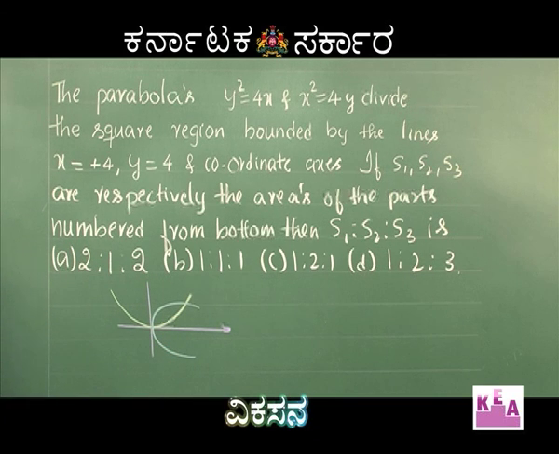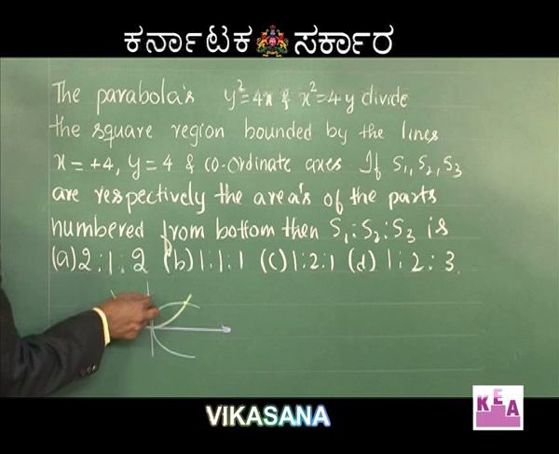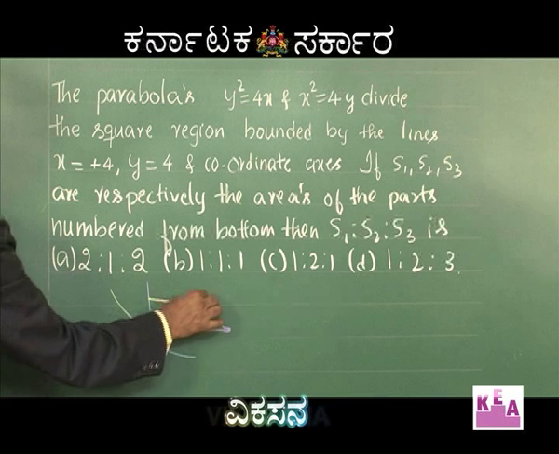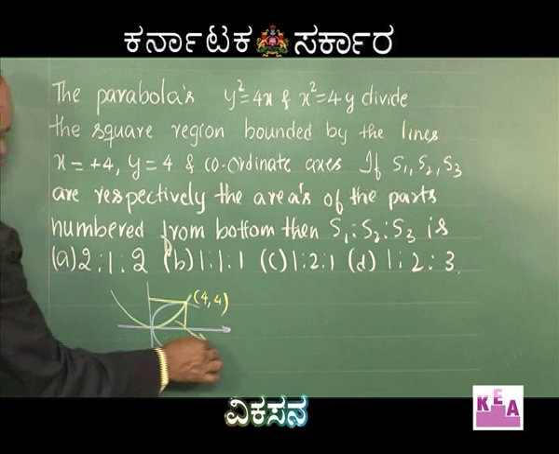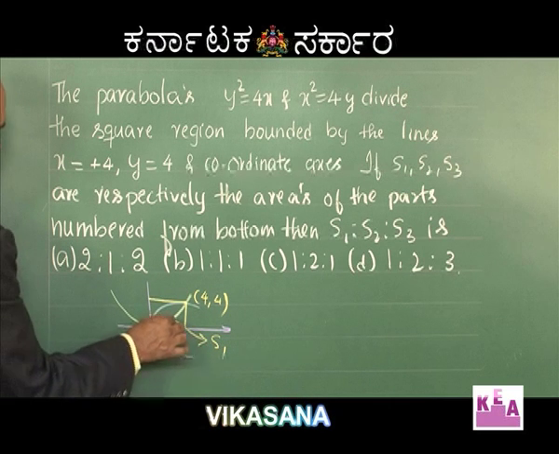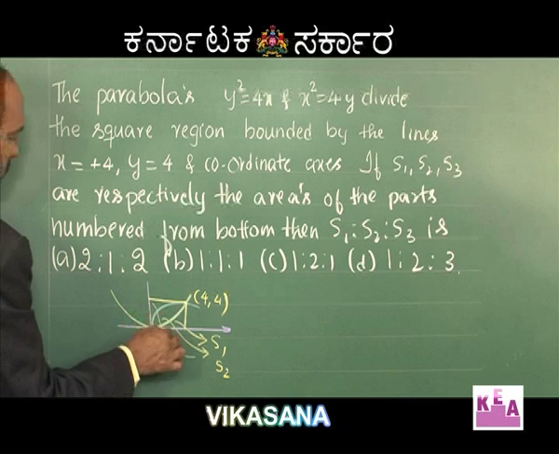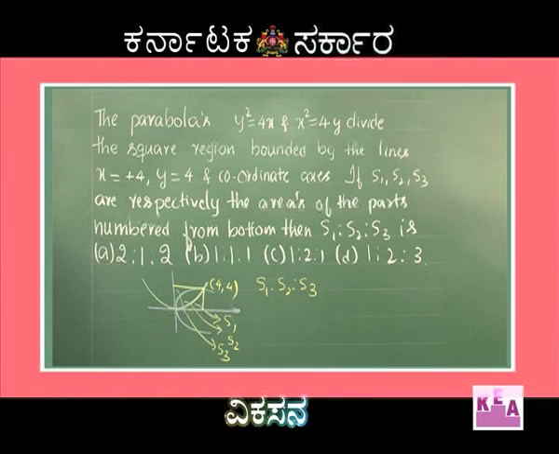Both of them are definitely meeting at 4, 4. No need to explain this, right? So this particular point is 4, 4. The question is, if this is called S1, and this is called S2, and this is termed S3, what is S1 is to S2 is to S3?